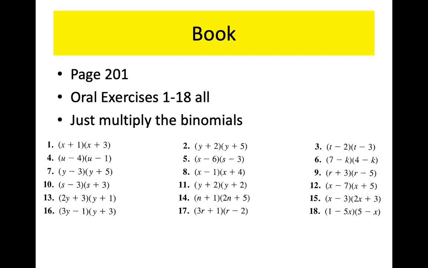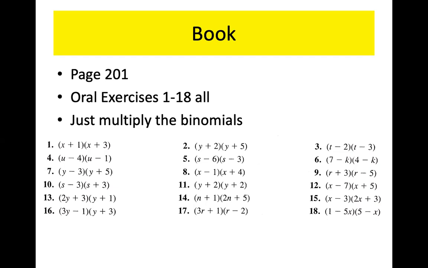The middle term comes from the inner added to the outer. The inner gives me 3x. The outer gives me 1x. 3x plus 1x is positive 4x, and we're done. You just did your first one in your head. Notice, we didn't do anything other than write the answer. This is called mentally multiplying binomials. All right. That one was easy.